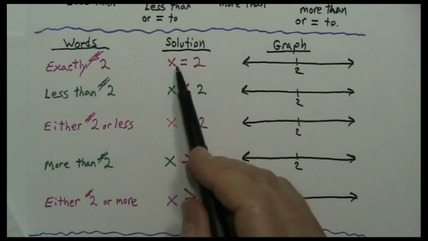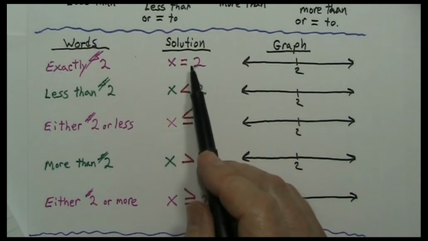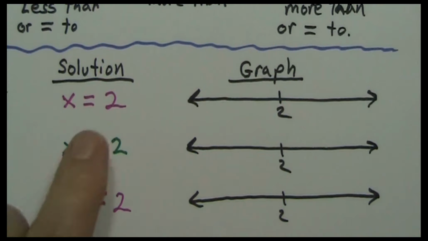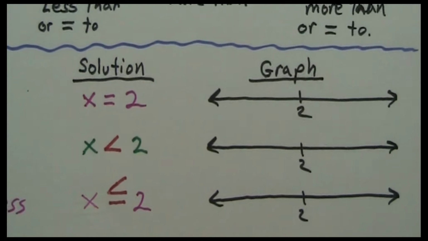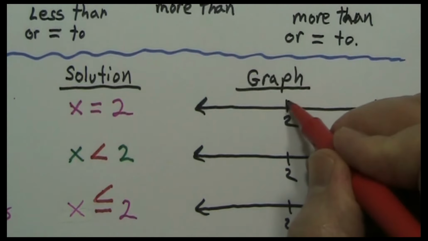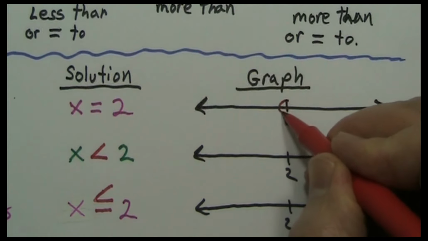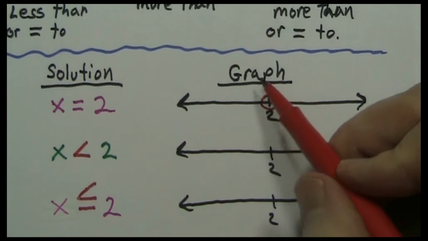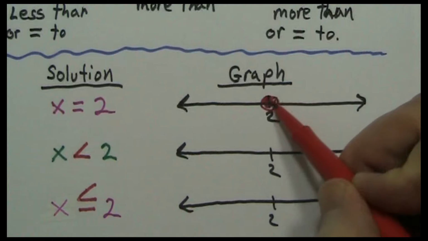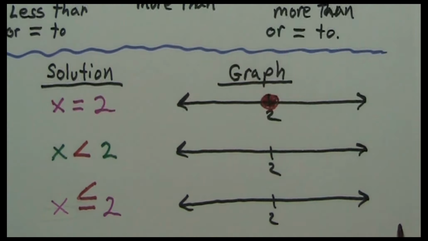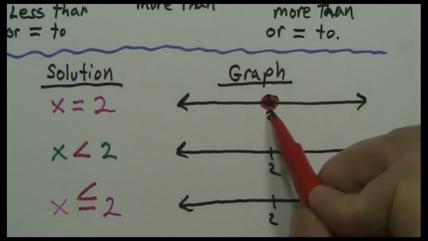And now what we'll do is we're going to graph how much money the person has. Okay, this first one, exactly $2. They have exactly $2. Now watch this. I'm going to draw a circle right through the center, just like that, and then I'm going to fill it in. We'll call that a closed circle. That's for equals, because that is all they have.